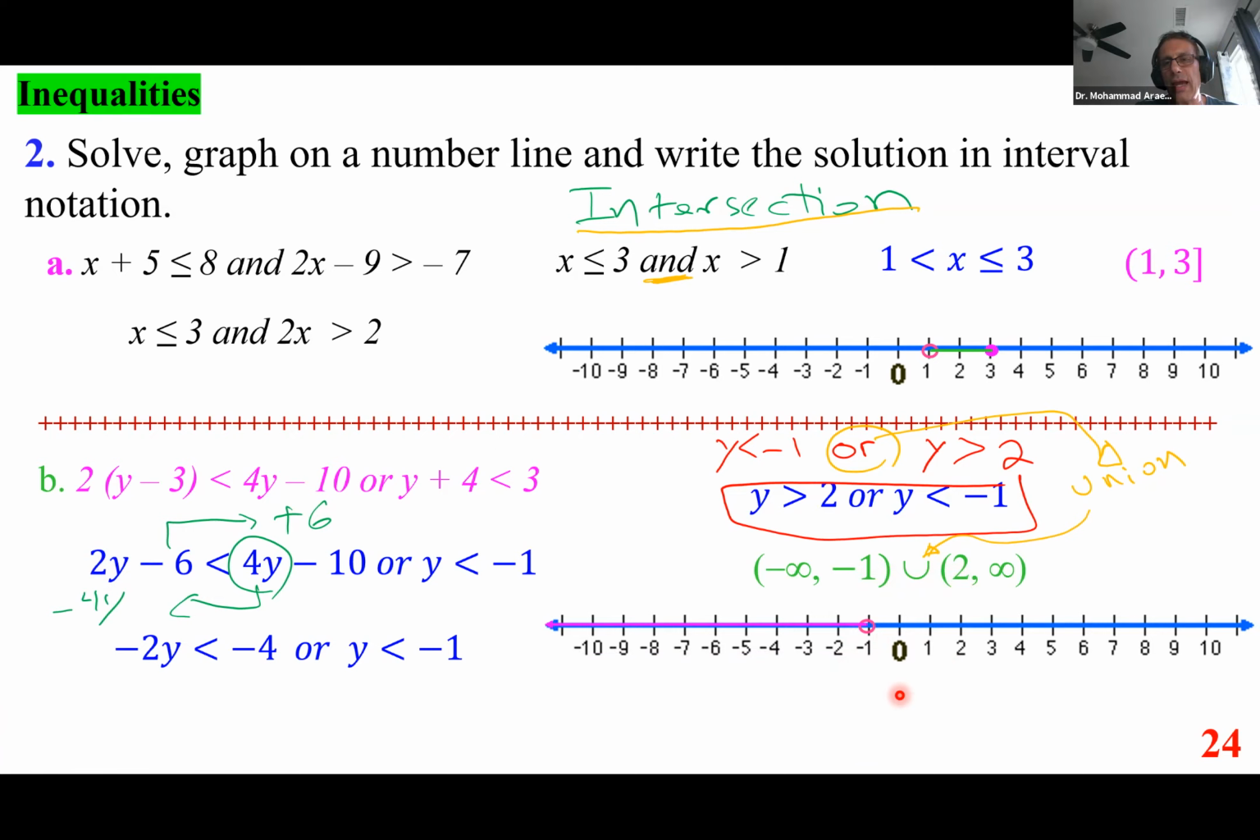So you have it like that for this portion, you have it like that for that portion, which means everything is included except in between. That's the meaning of or, the union. Again, I'm going to read it to make sure everybody understands. y is less than -1, that means this portion, or y is larger than 2. So you really want to distinguish between intersection of events and union of events.